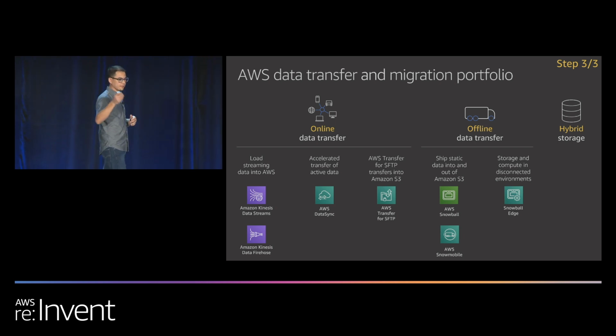With Snowmobile, you're going to park a semi-truck in your parking lot and connect it to your network, if that makes sense, if you have petabytes or exabytes of data to move. But the idea is you just have that other option to do this offline data transfer.